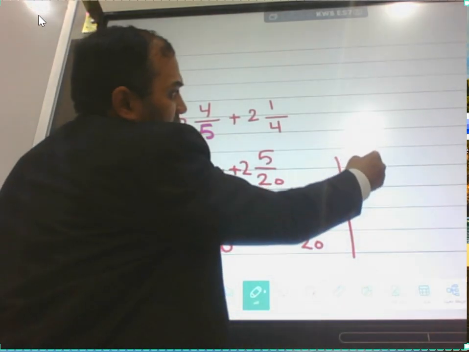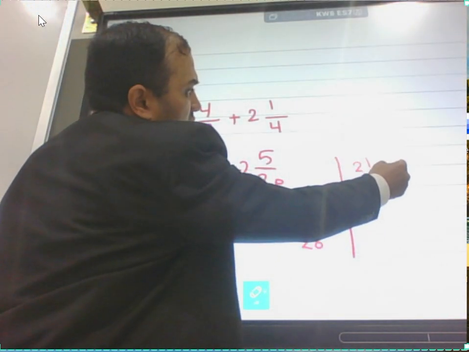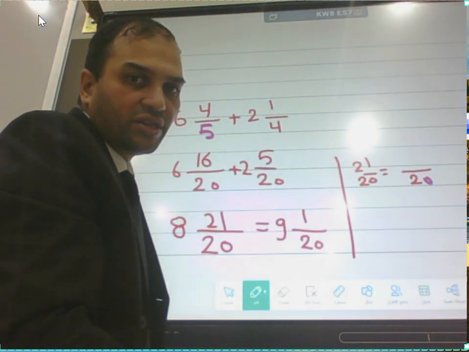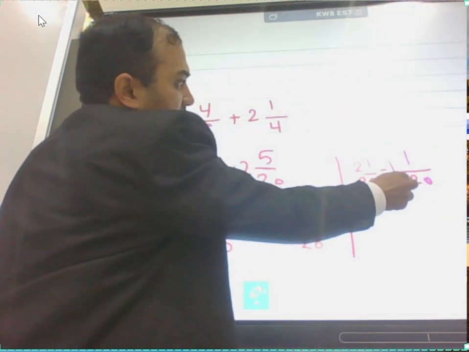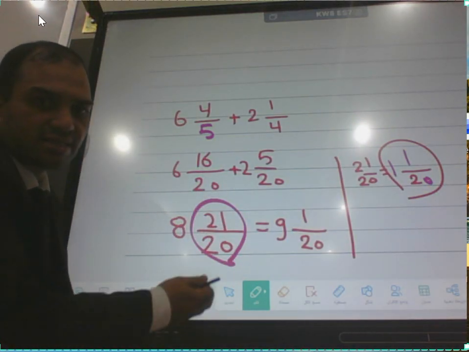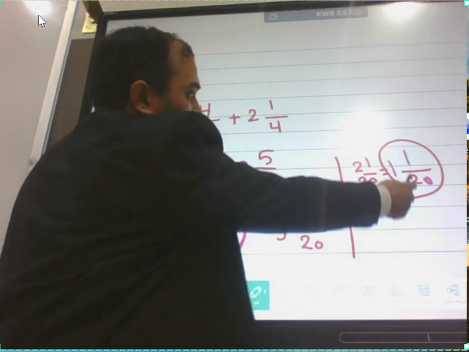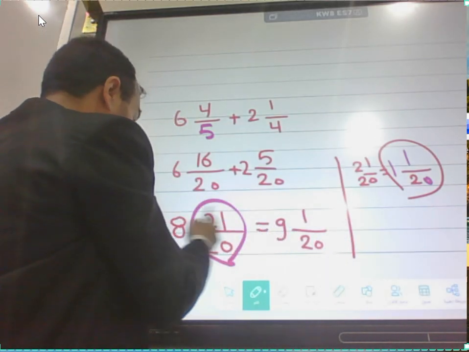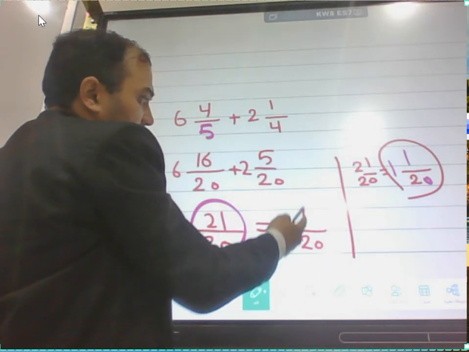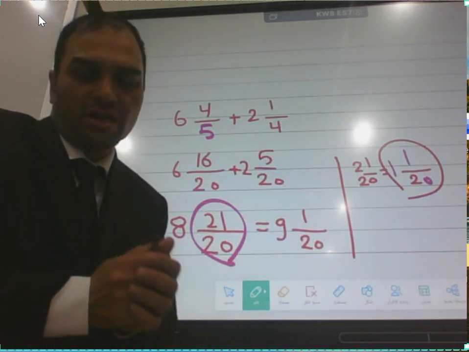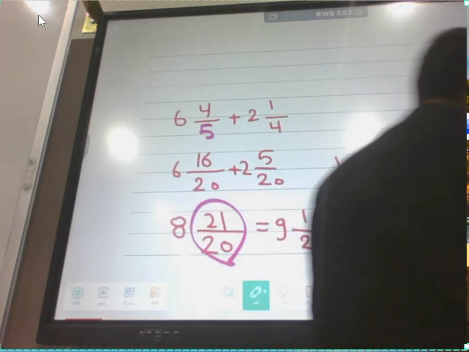Look here. We have 21 over 20. 21 divided by 20 equals 1 and remainder 1. Then I cancel this number 21 over 20 and write 1 over 20. And then I add 1 and 8 to get 9, and the answer for the remainder will be 1 over 20. Okay, understood? That was the example. Next question.